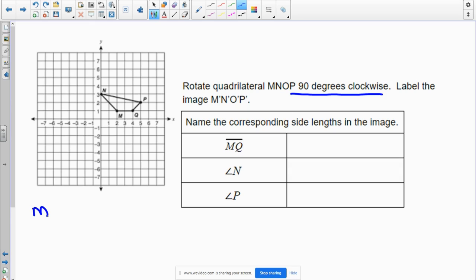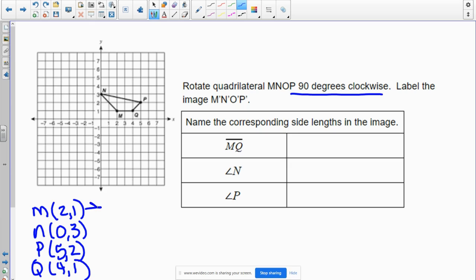So we have M at 2, 1, N is at 0, 3, P here is at 5, 2, and Q is at 4, 1. And that's going to change to M prime, N prime, P prime, and Q prime. So I would rather you go through the steps or the rule, but that's up to you.